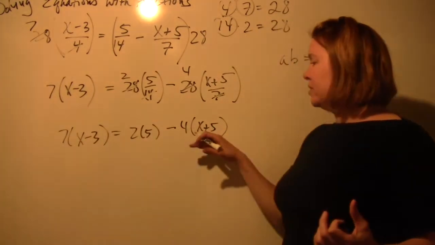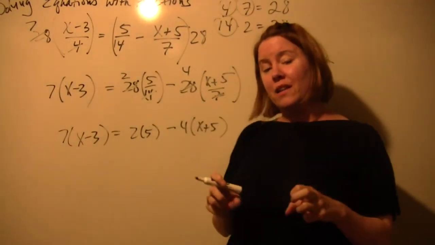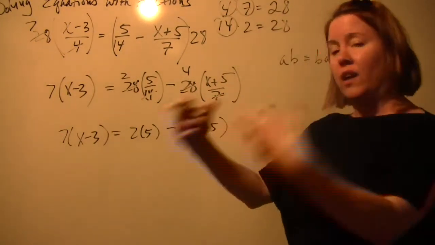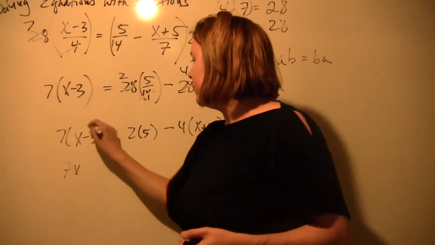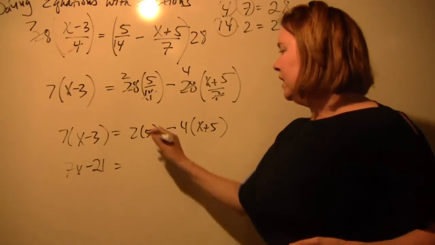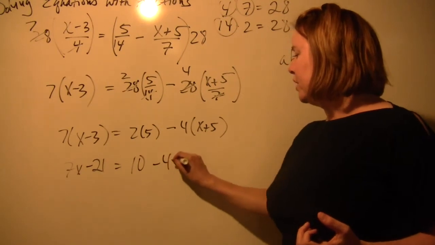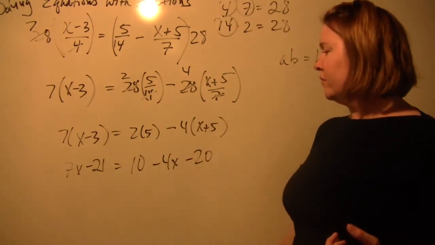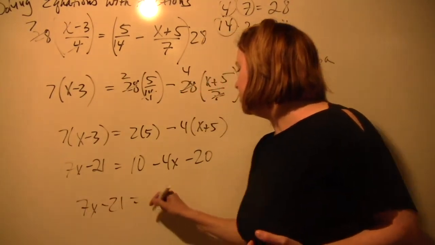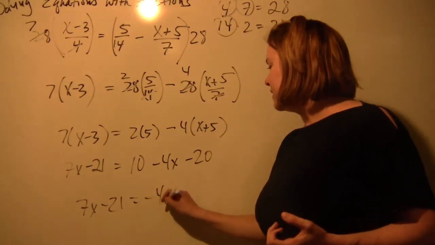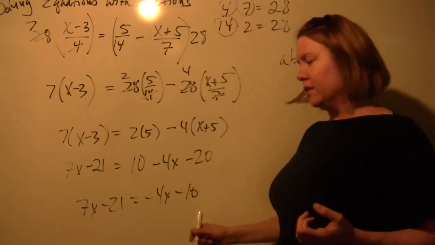So we're going to simplify both sides by using the distributive property here and here. Going to multiply those. Then we're going to combine like terms on both sides, and then we're going to get our x terms on one side and our numbers on the other. So we get 7x minus 21 equals 10, and this is a minus 4 that gets distributed, so it's a minus 4x minus 20, and we're just going to combine these. So we have 7x minus 21 equals minus 4x minus 10. Okay, 10 minus 20 is a negative 10.